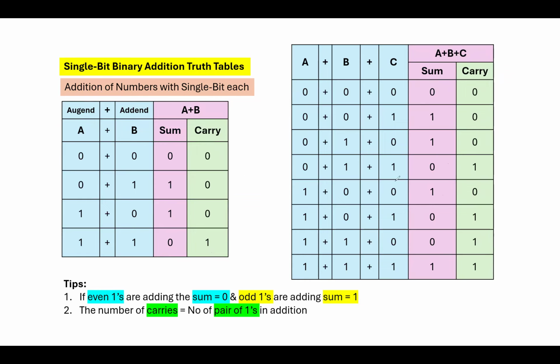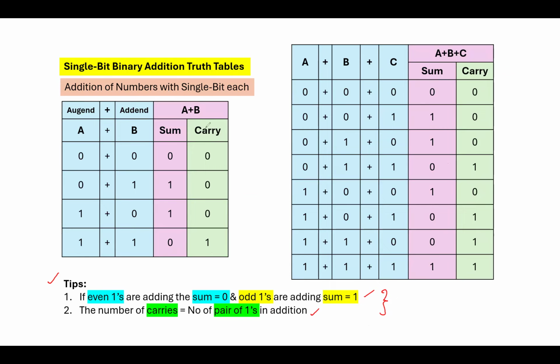But when we increase the number of inputs, it may take more time to write the sum and carry. To overcome that problem, we should follow two tips. The first one is, if even ones are adding, the sum is 0; if odd ones are adding, sum is 1. The second one is, the number of carries equals the number of pairs of ones in addition. If we follow these two tips, then it is very easy to add any number of inputs to provide the outputs as sum and carry.